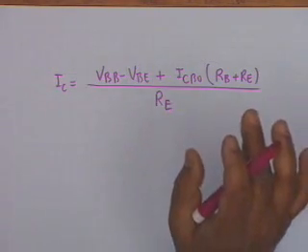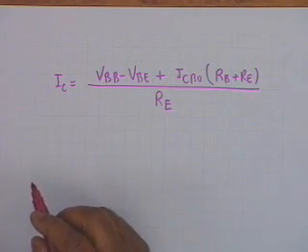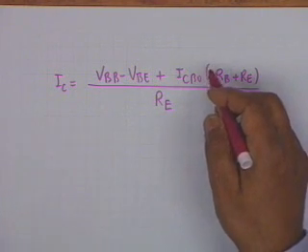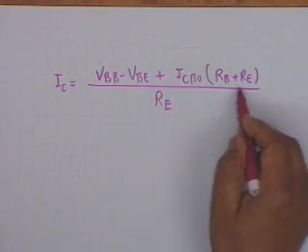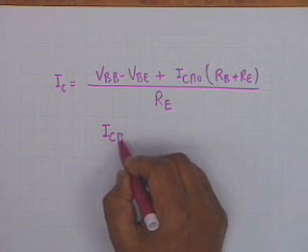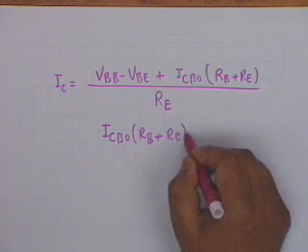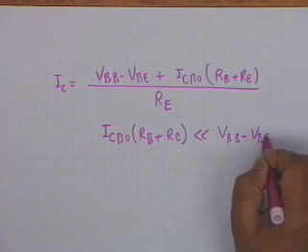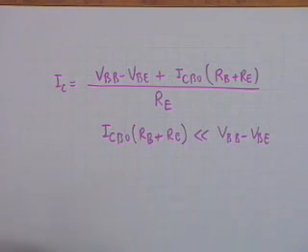Now, how do I reduce my dependence on ICBO? ICBO, as you know, doubles for every 10 degrees centigrade rise in temperature. So, what I have to do is make this term ICBO times Rb plus Re very small compared to VBB minus VBE. Now, who determines VBB? Obviously VCC, and therefore the higher the value of VCC, the better will be the stability.